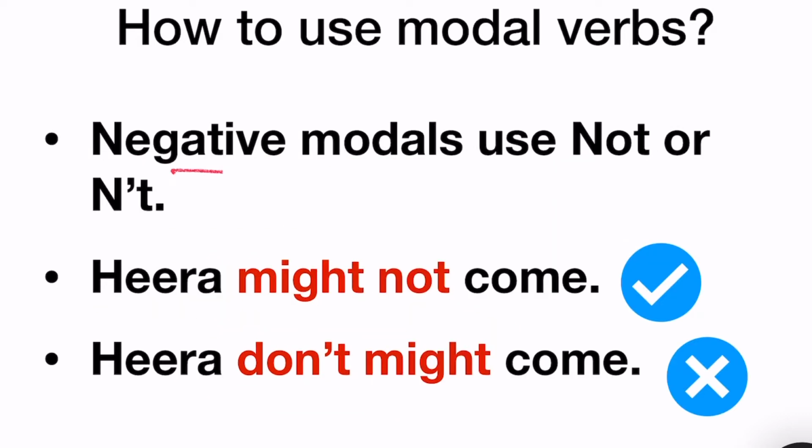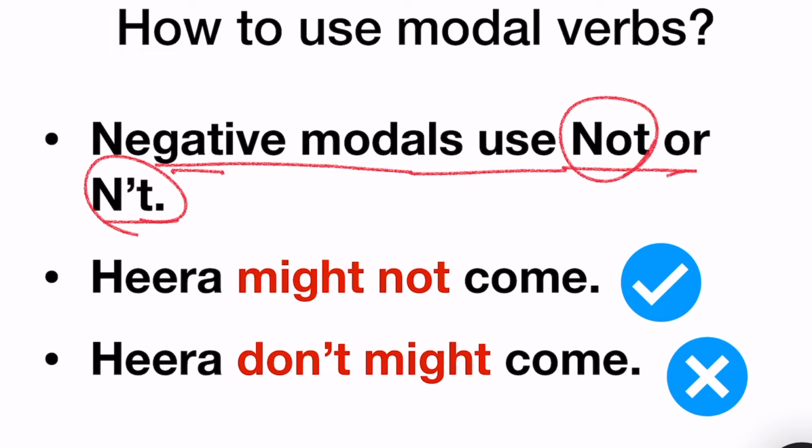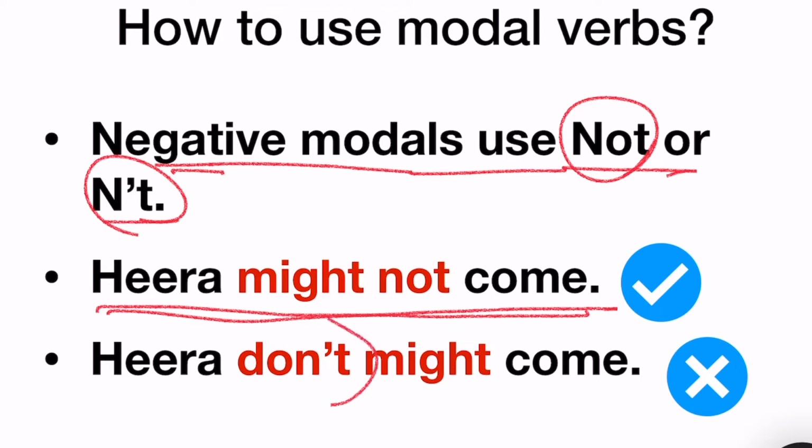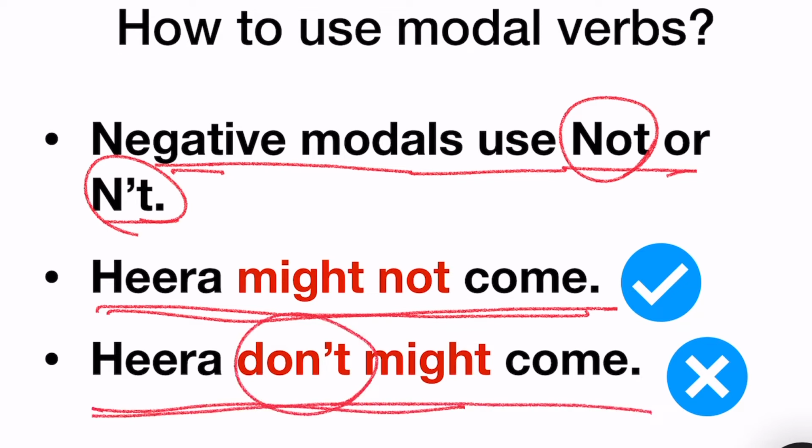Number 3, negative modals use not or n't. N't is a contraction of not. Example, Hira might not come or Hira mightn't come. This is the correct way of using modal verbs in a negative sentence. You should not use don't. Hira don't might come. This is the wrong usage.